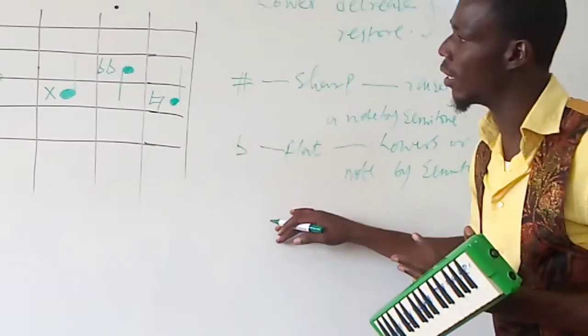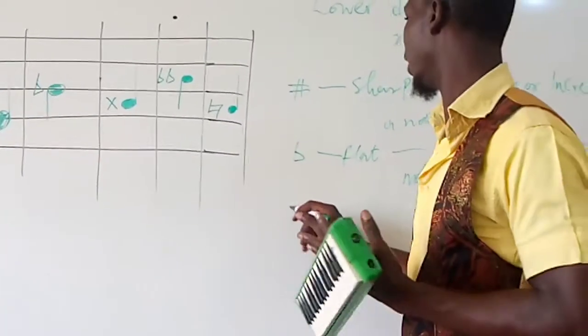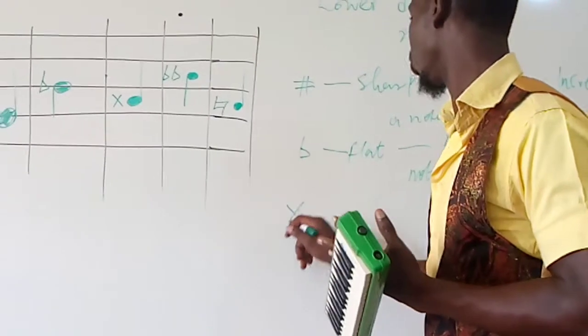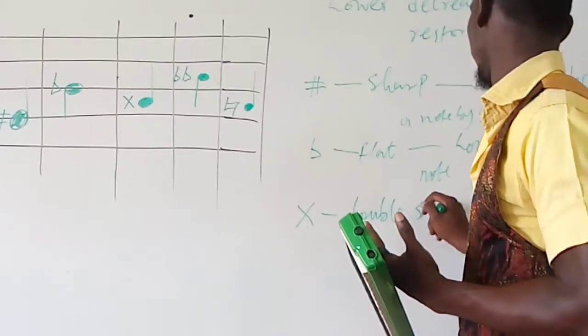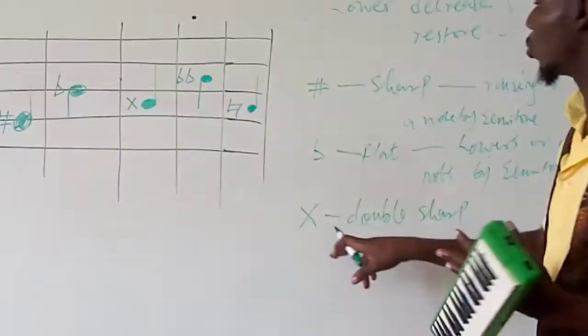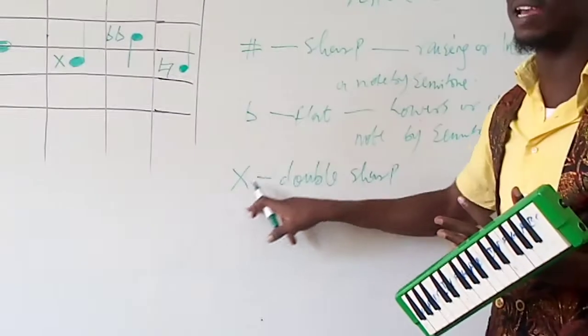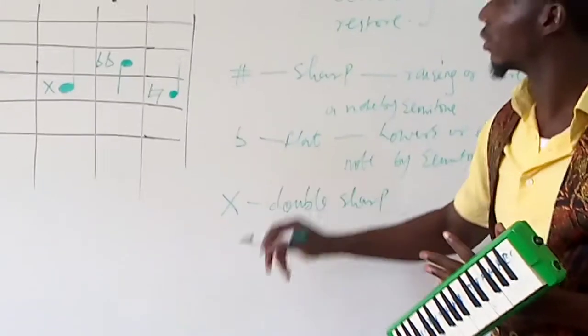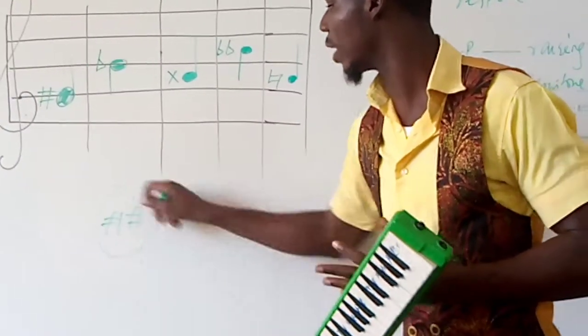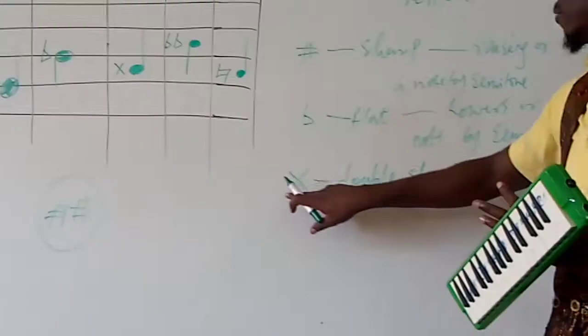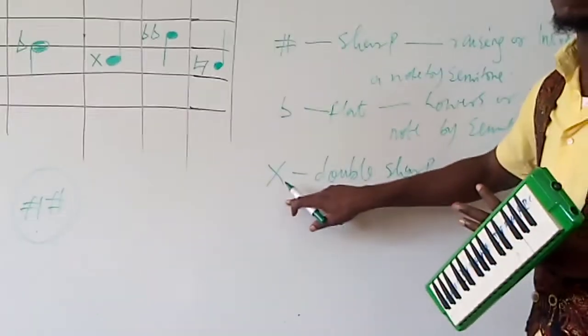A semitone. The next accidental we'll be looking at is the double sharp. The sign for it is X, and not writing two sharps. This is totally wrong. So the sign for double sharp is X.